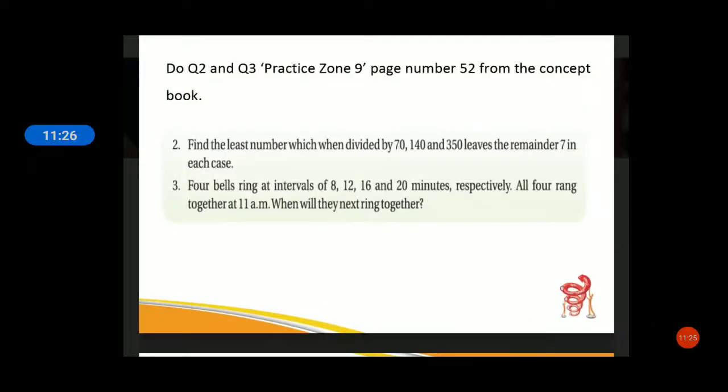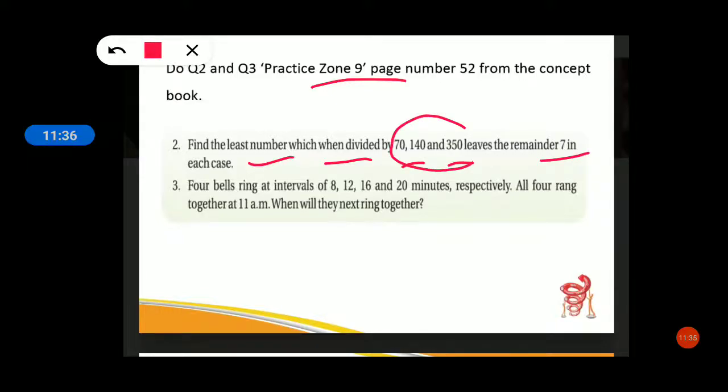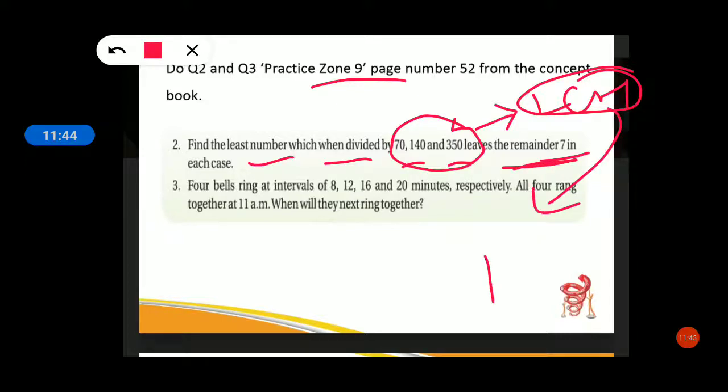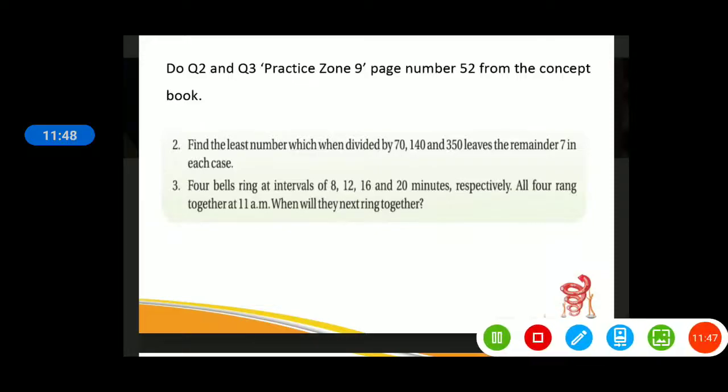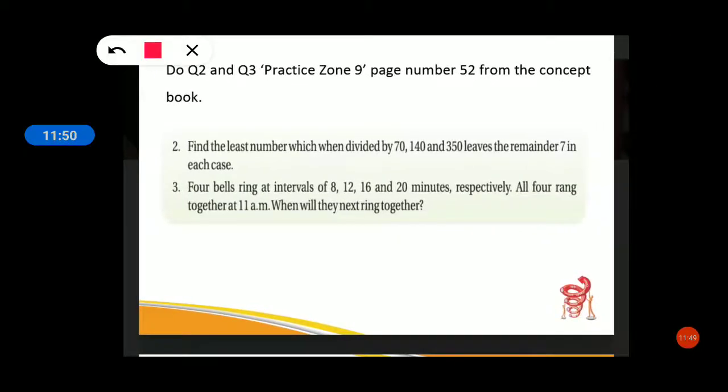Find this, practice zone 9. Try to finish this. Find the least number which when divided by 70, 140, 350 leaves the remainder 7. So you need to take the LCM of these three numbers. After finding the LCM, for this remainder 7, you need to add 7. Okay, the same way as I said before. Here, in the same way, you need to take the LCM for 8, 12, 16 and 20. Okay students, that's all about this.